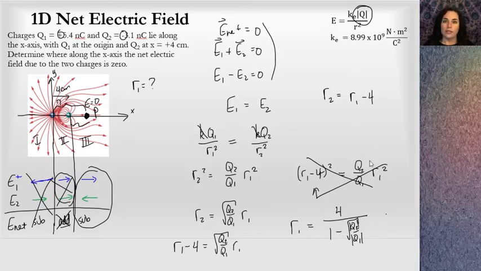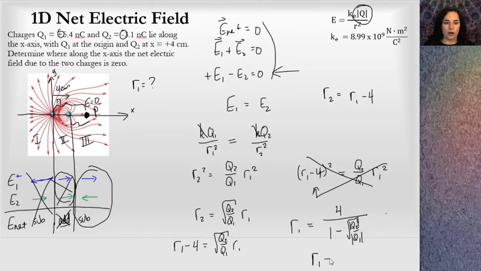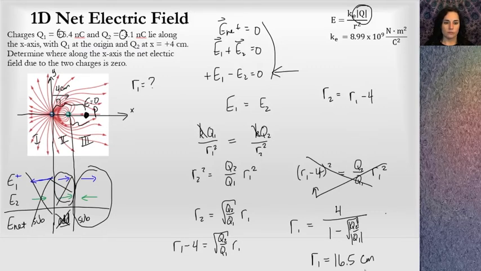Remember, we've already decided the direction of the vector, and that gave us the signs in the coordinate system up here. I already took the positive and negative into account there. Down here, I just entered the value of the charges. When you run this through your calculator, you will get R1 equals 16.5 centimeters. And that will be the answer for that question.